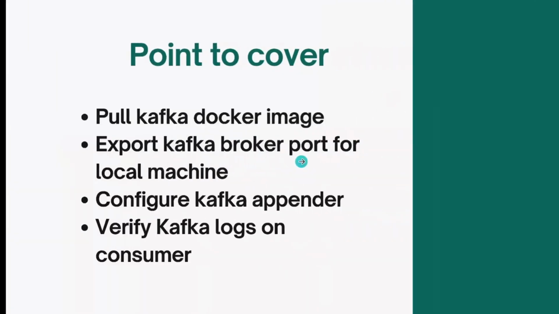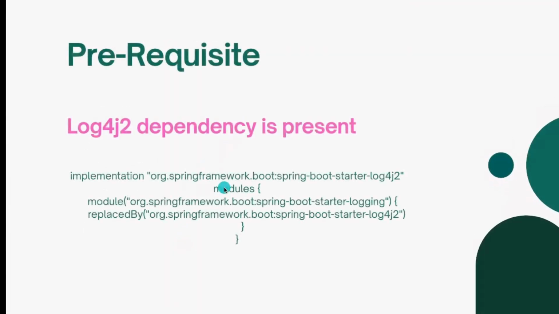So today we will use a Kafka Docker image. First we need to install Docker on our machine. Then, after importing the Kafka image, we will expose a port to the local machine so that our application can connect with the Kafka broker. Then we will do the Kafka Appender configuration. Then we will verify the Kafka logs. So this is the prerequisite.